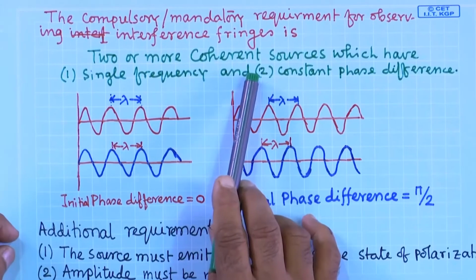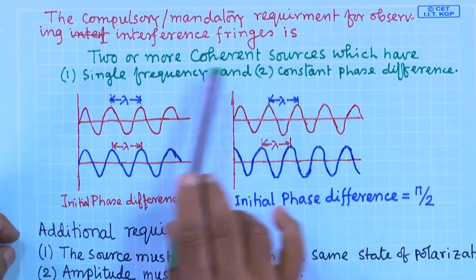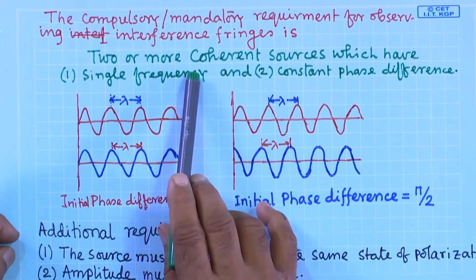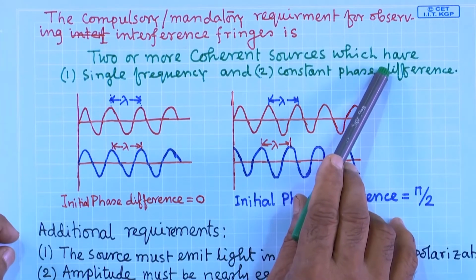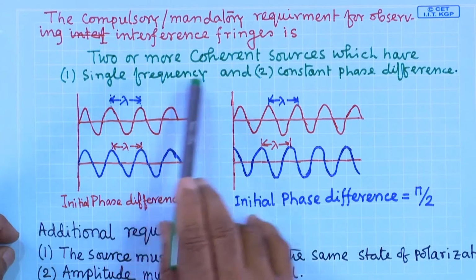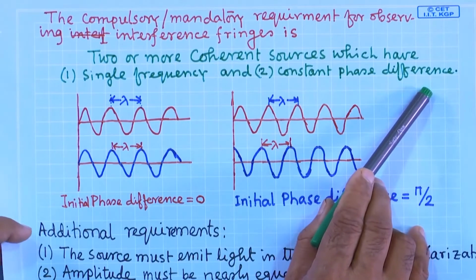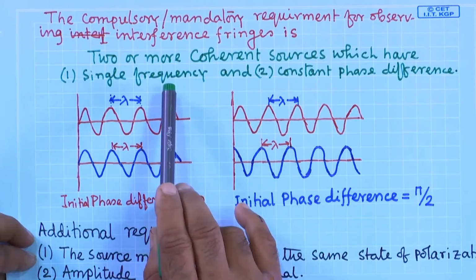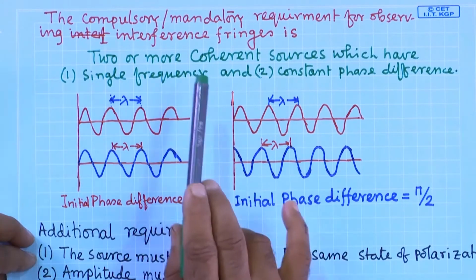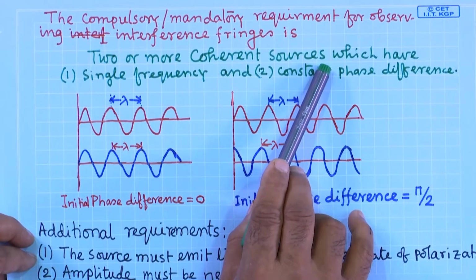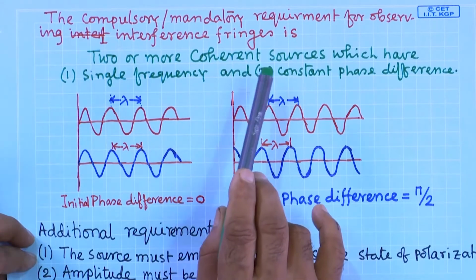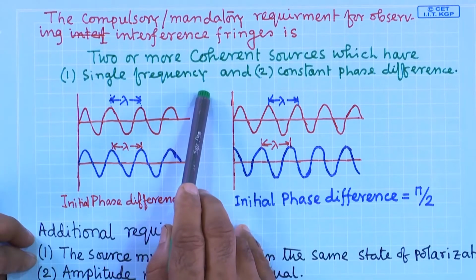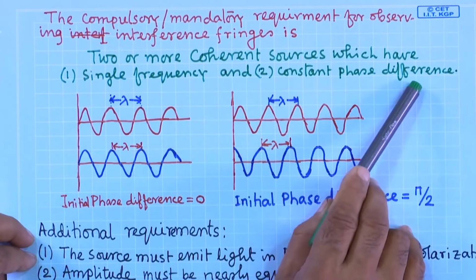So the mandatory or compulsory requirement for observing interference fringes is two or more coherent sources, which have a single frequency and constant phase difference. Okay. So two or more coherent sources, and those coherent sources should have a single frequency and constant phase difference. Okay.